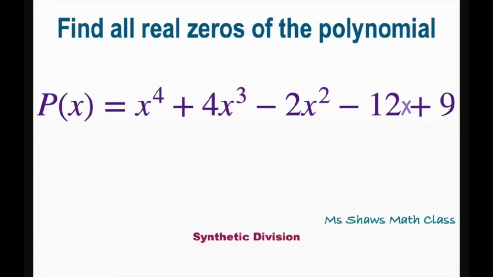Everyone, we're going to find all real zeros of the given polynomial p of x. So to find the possible real zeros, we look at the leading coefficient, which is 1, and we'll call that q. And then we look at our constant term, which is 9. This should be x here. All right, and we'll call that p.